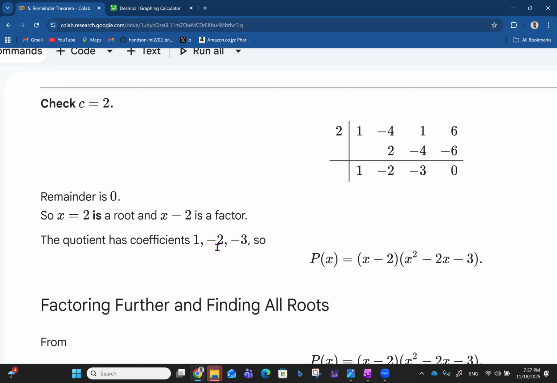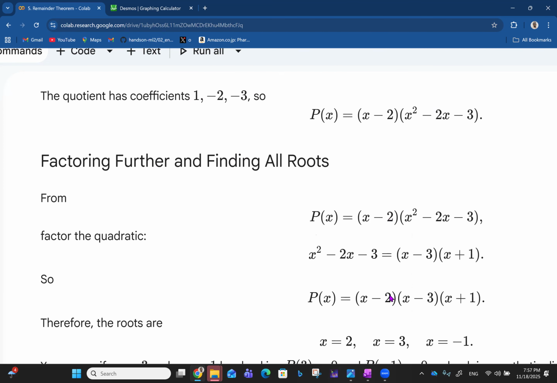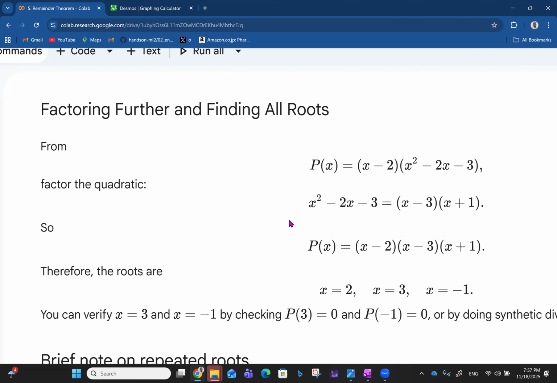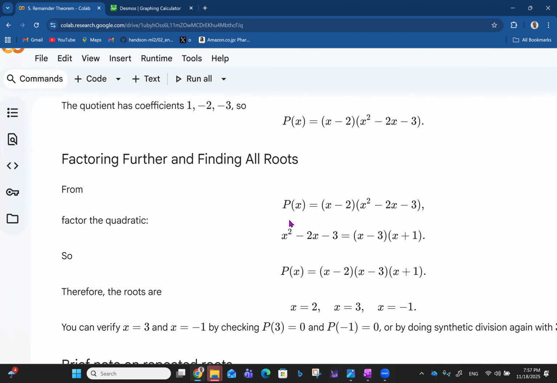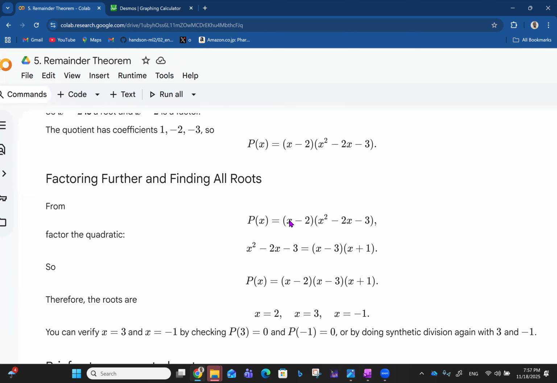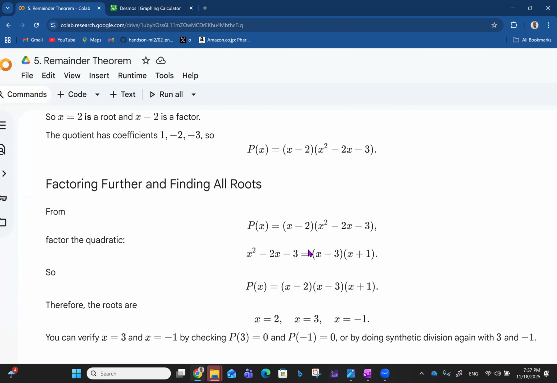So the quotient has coefficients 1, minus 2, and minus 3. So p of x is x minus 2 into x squared minus 2x minus 3. We can now easily factorize this one. In subsequent videos, we'll be learning how to factorize quadratic expressions, which is a popular thing, but I'm going to explain it. So, factoring further and finding the roots.